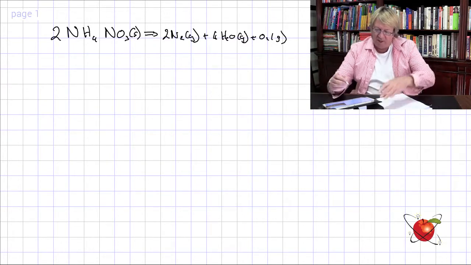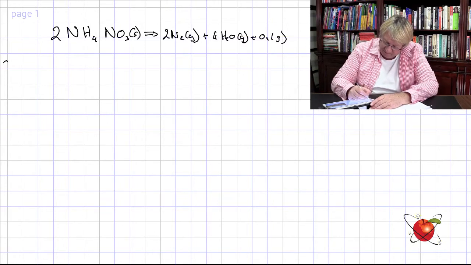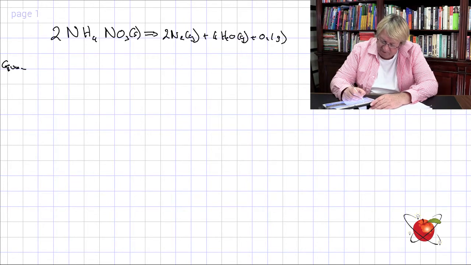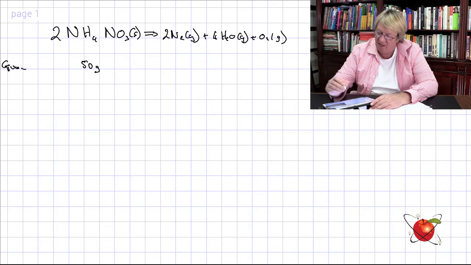Now, first of all, what are we given here? And what do we want to find? We are given 50 grams of this substance, and they want to know what volume of gases we get off this bit of ammonium nitrate. Now, 50 grams is not very much. Weigh out 50 grams of sugar, flour, or butter, and you'll get a feeling that it's not a lot of substance. Let's see what happens.